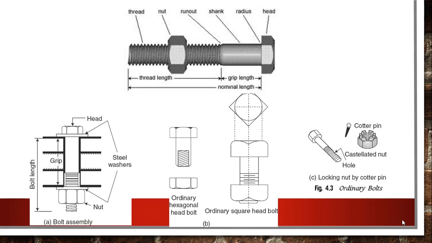Now this is the example and this is the image of a bolt. The threaded portion is at the end, then the shank portion is there, and the hexagonal shape of the head. So this is the overall diagrammatic representation of the bolt and the bolt assembly. And the ordinary hexagonal head of the bolt is there. This is an example of a hexagonal head bolt.